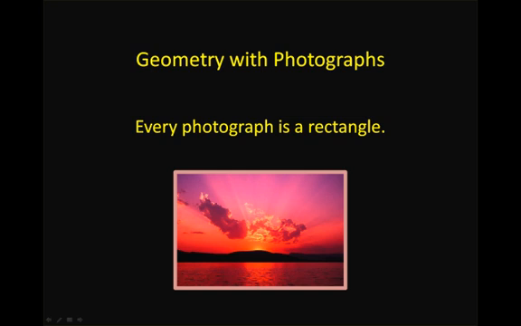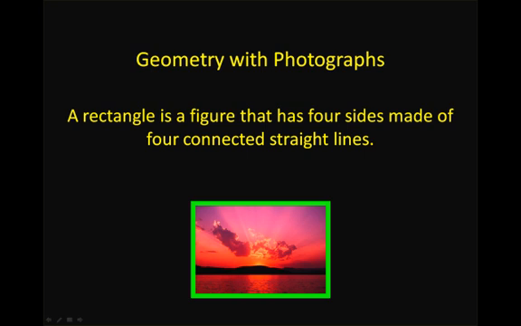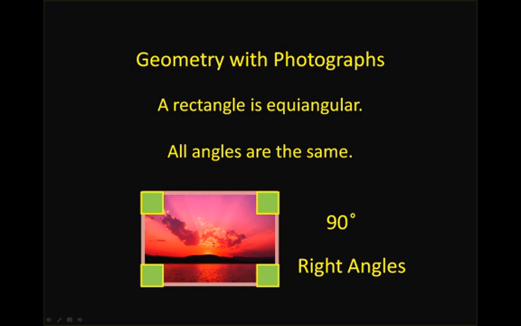It turns out that every photo is a rectangle. So what is a rectangle? A rectangle is a figure that has four sides made of four connected straight lines. This is called a quadrilateral, quad meaning four. A rectangle is also equiangular, which means all the angles are the same. Equa meaning equal, angular meaning angles. So all four angles of a rectangle are the same. So we see our four 90-degree angles in our rectangle here shaded in green.